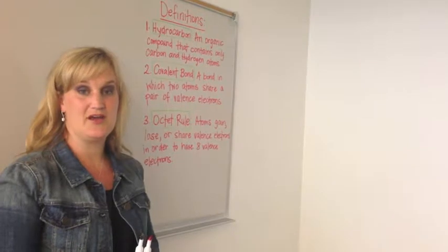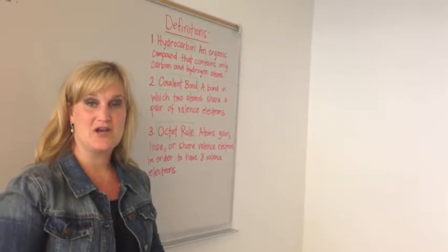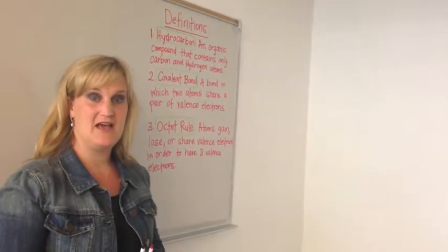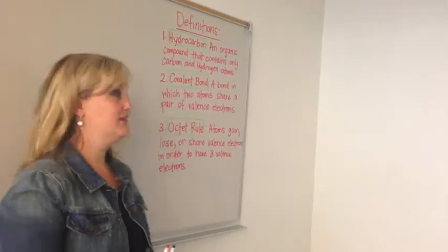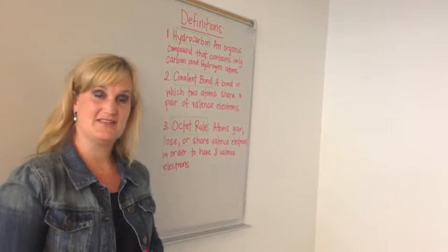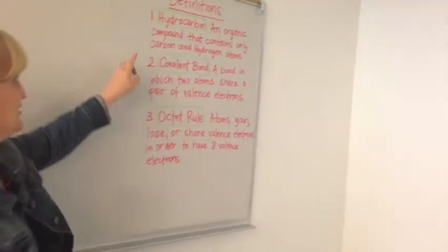One, the periodic table, that you know what elements are and that you have an understanding of what a hydrocarbon is. We also are going to assume that you know what the octet rule is and what a covalent bond is. We are going to, as a review, go over a few definitions.